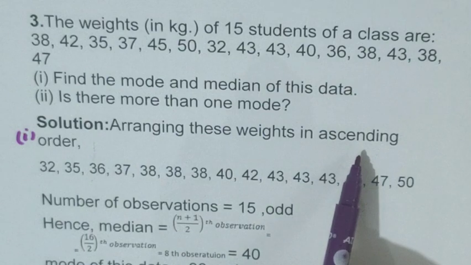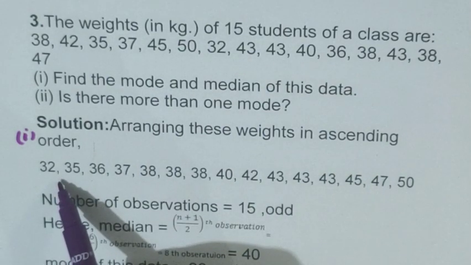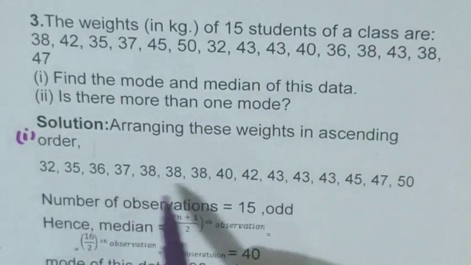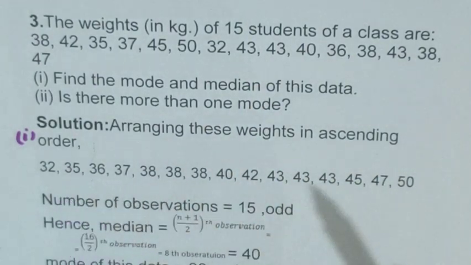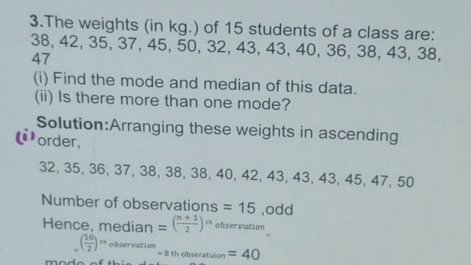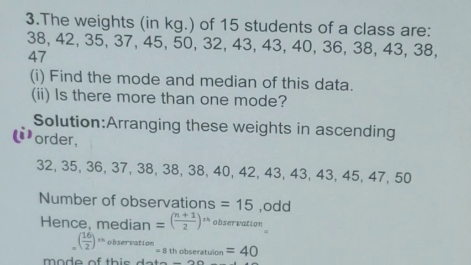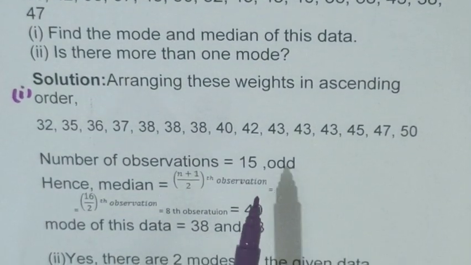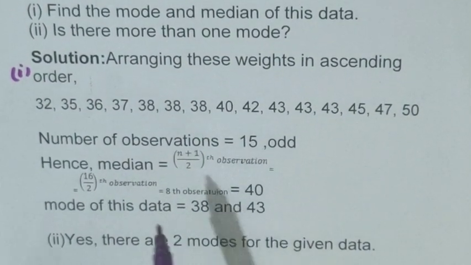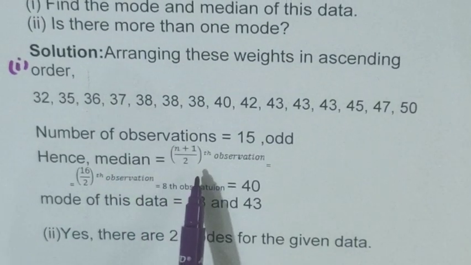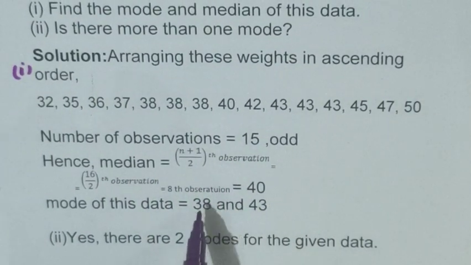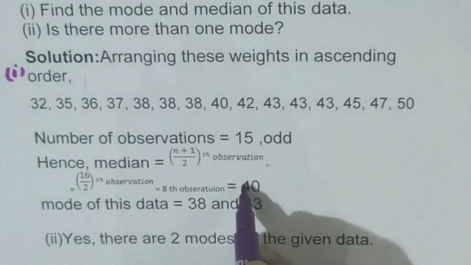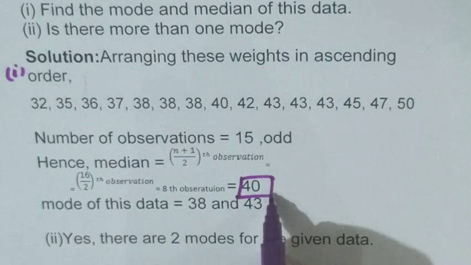Arrange the weights in ascending order. So 32 is the least, and the highest is 50. Check each observation and write neatly: 32, 35, 36, 37, 38, like that, right? Now the number of observations we should count. You already know it is 15 students, so n equals 15, an odd number. So what is median? Median equals the (n plus 1) by 2th observation. So it is the 8th observation, equal to 40. So the median we got is 40 only, right? So 40 is the answer for median.